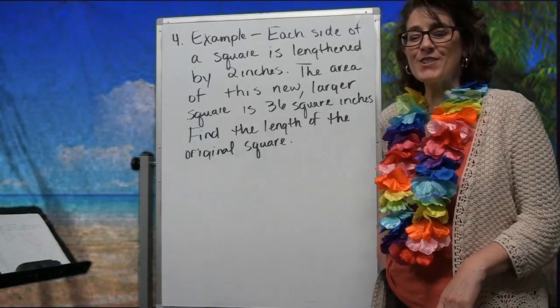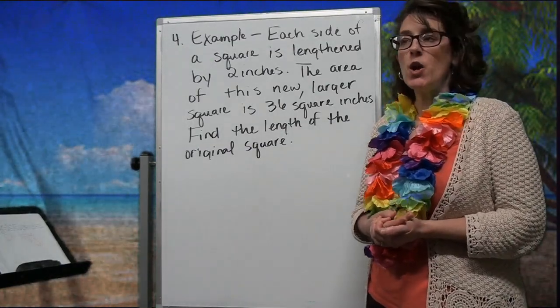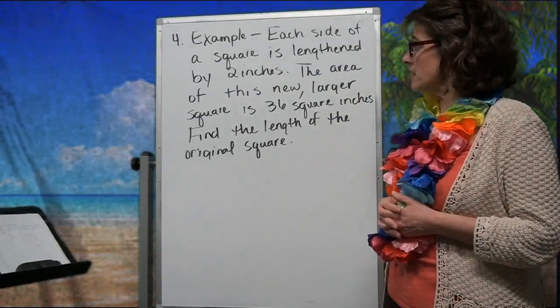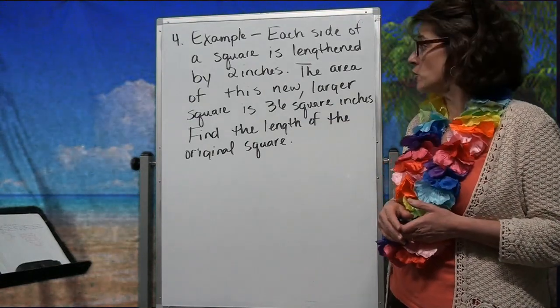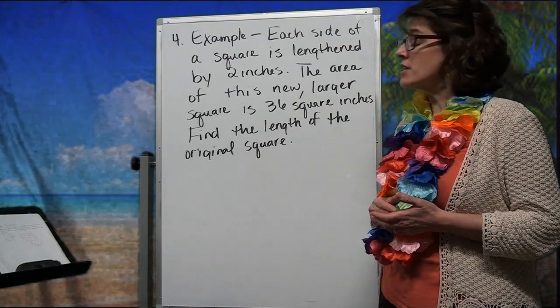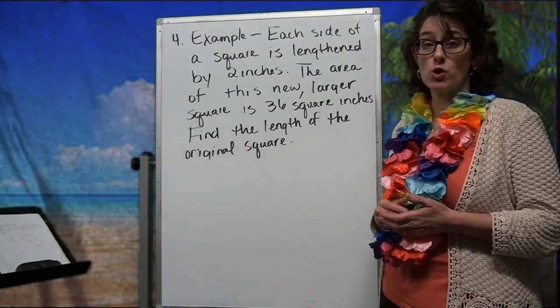All right, so here's our last example of applications of quadratic equations when it has nothing at all to do with the curve. So in this example, it says that each side of a square is lengthened by 2 inches. The area of this new larger square is 36 square inches. We want to find the length of the original square.